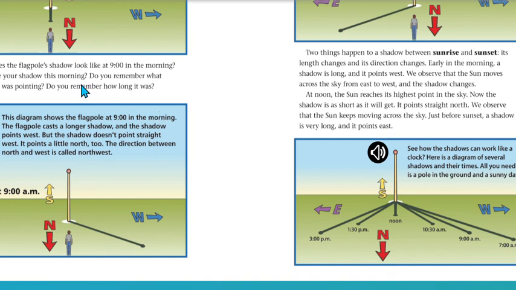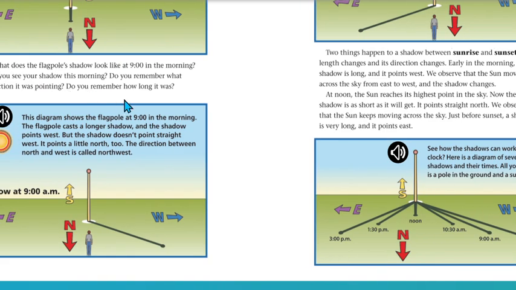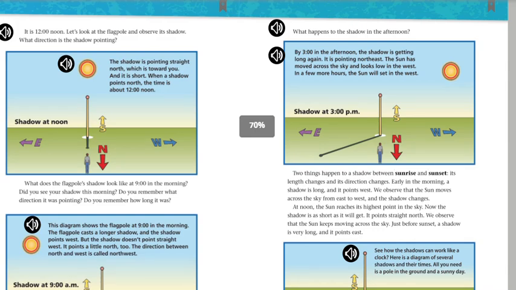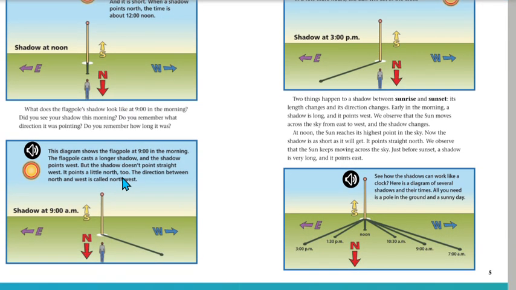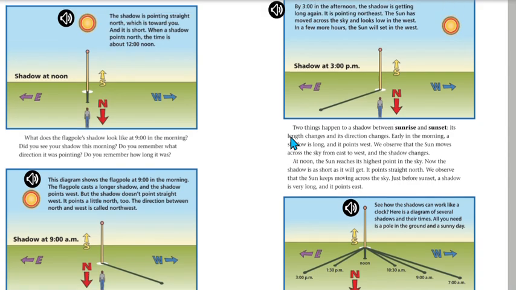What does the flagpole shadow look like at 9 in the morning? Did you see your shadow this morning? Do you remember the direction it was pointing? Do you remember how long it was? This diagram shows a flagpole at 9 in the morning. The flagpole casts a longer shadow and the shadow points west. But the shadow doesn't point straight west, it points a little north. The direction between north and west is called northwest.